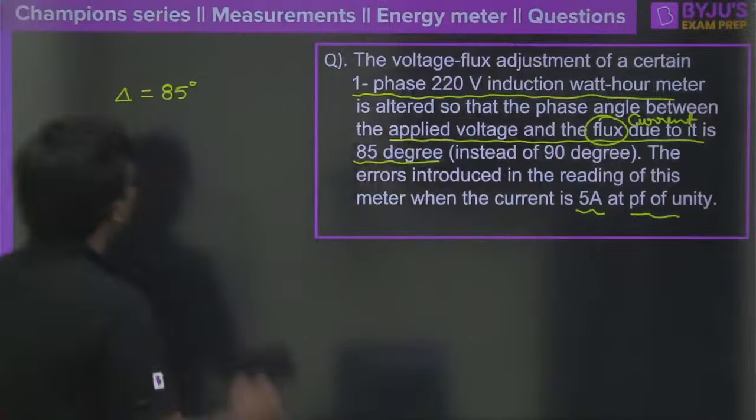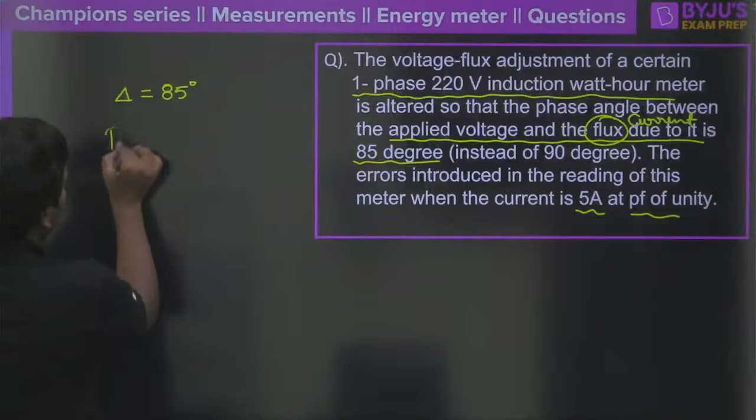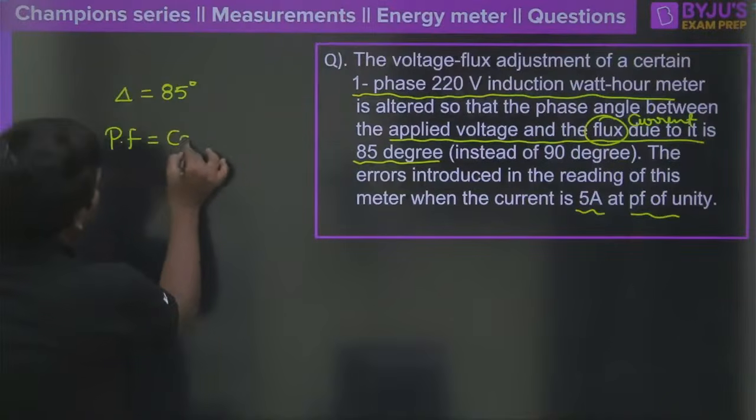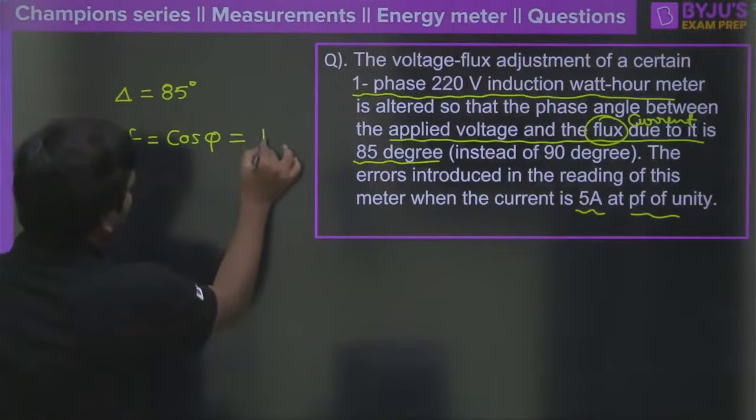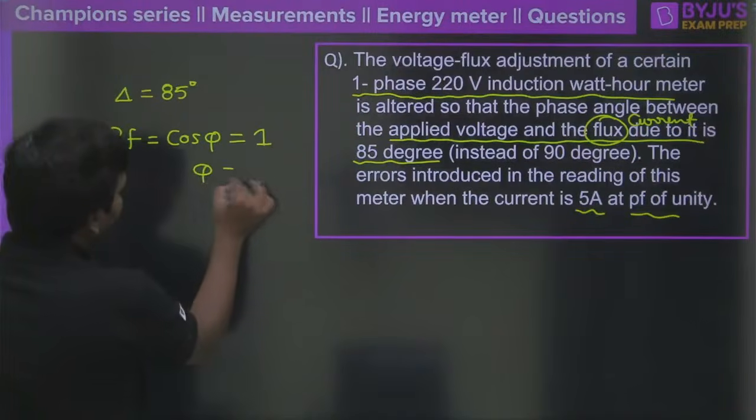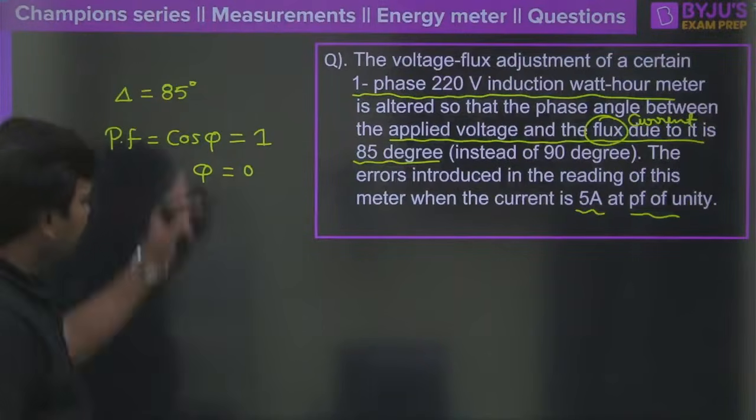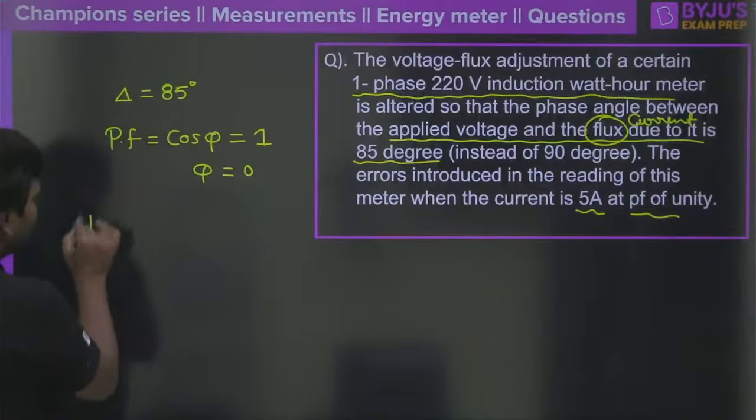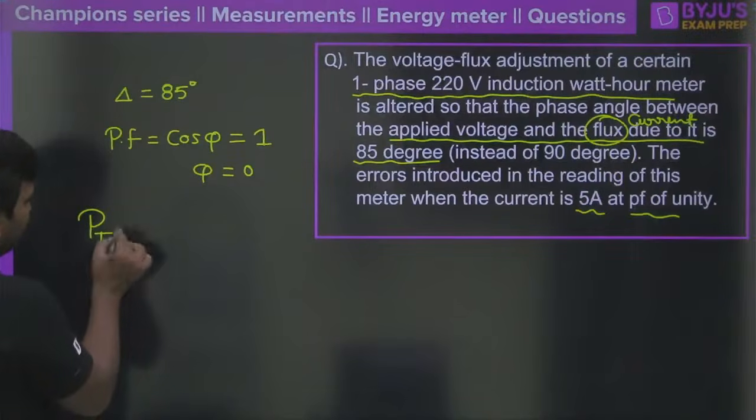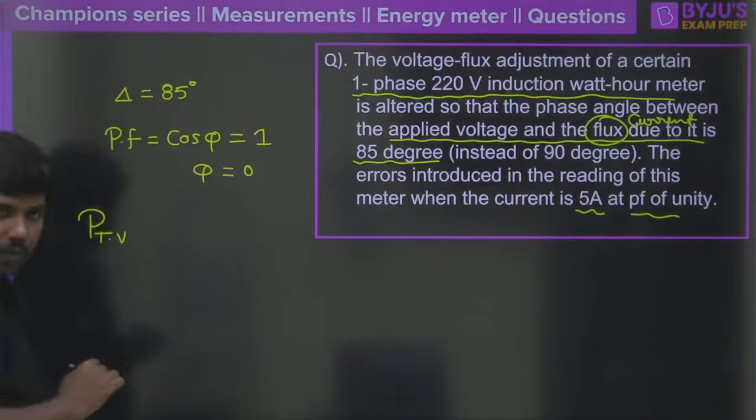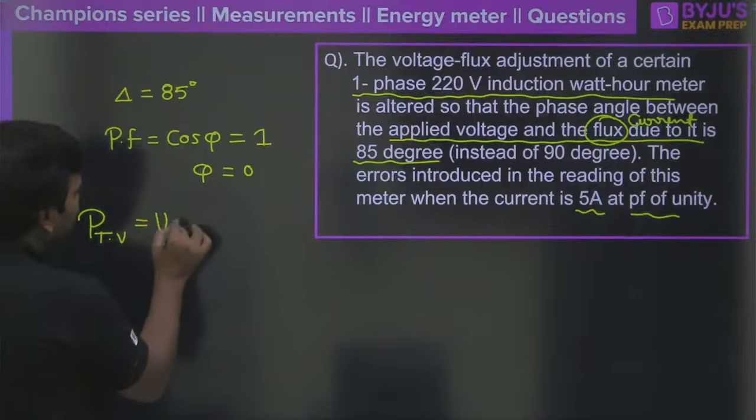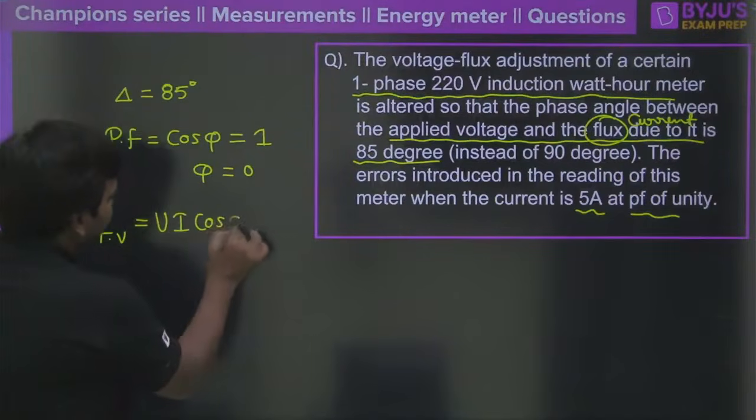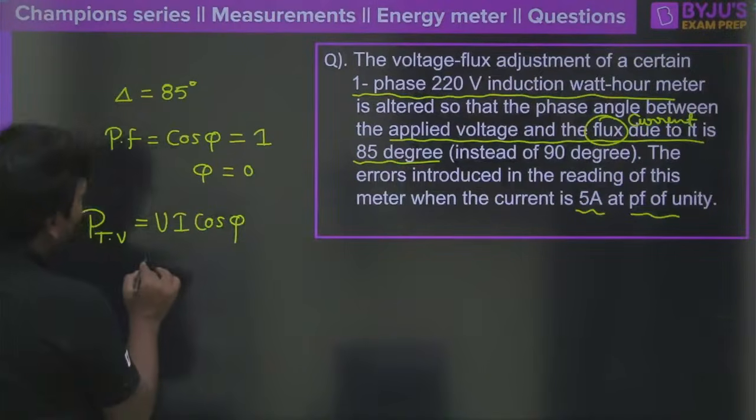So power factor is unity means what? So power factor I can say is equal to cos phi, and especially they are saying that it is unity, therefore phi is equal to 0. Correct? Then what is the true power? True power PT. So let me write down P true value. How can I say this one? This is equal to VI into cos phi, isn't it?